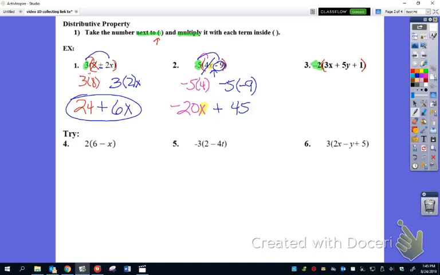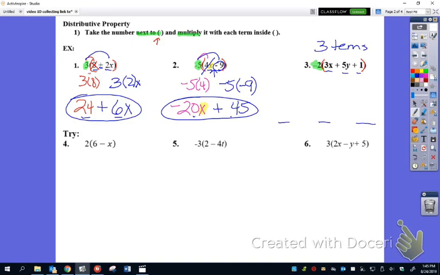So if it's a positive, you put a plus. Okay, there has to be something in between, but I have 2 terms. So if I start out with 2 terms in the parentheses, I should have 2 terms when I finish. So 2 terms, 2 terms. This has 3 terms. So at the end, when I get finished, I should have 3 terms. And I should have a plus or minus in between the 3 terms.